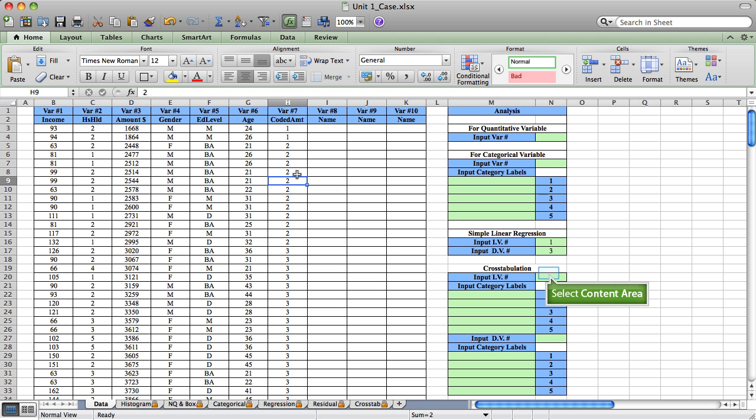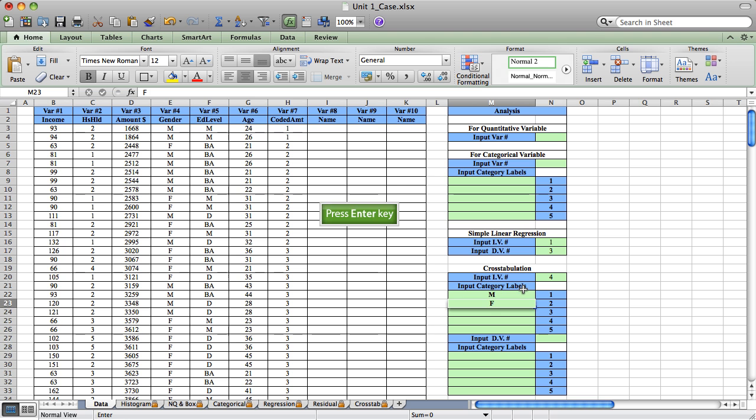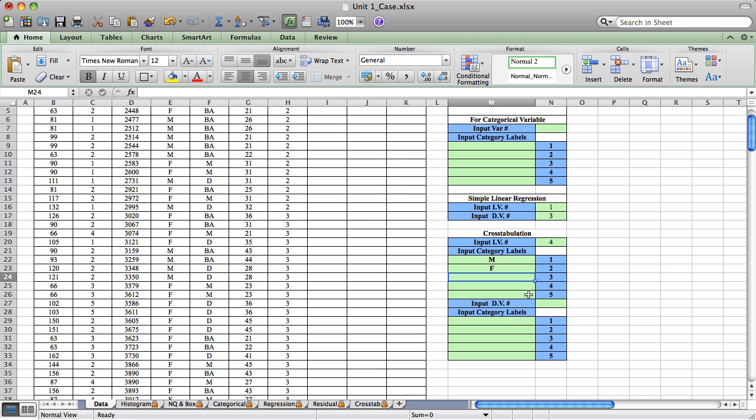To make my Excel tool work, I'll need to specify an independent variable. Here, that's variable 4, gender. As always, because gender is categorical, I need to tell Excel those category labels. The dependent variable here is amount charged. Variable 7 is the correct form of that dependent variable, and I very simply have 5 categories of amount. If I click the Worksheet tab crosstab, I could see the results.